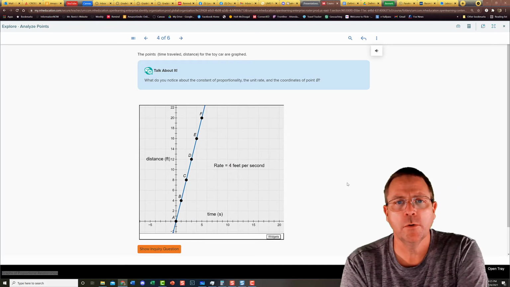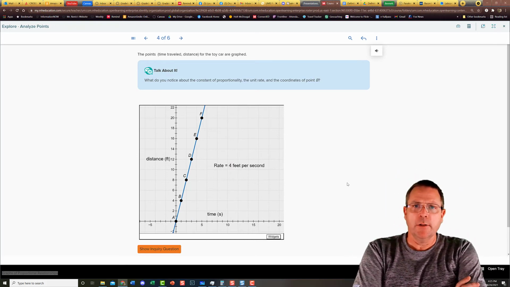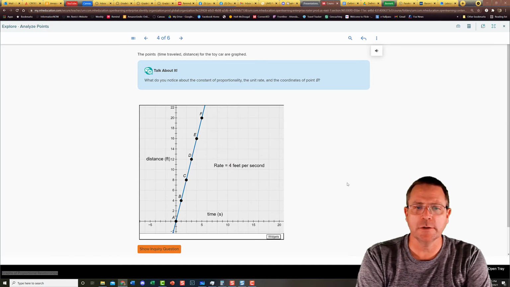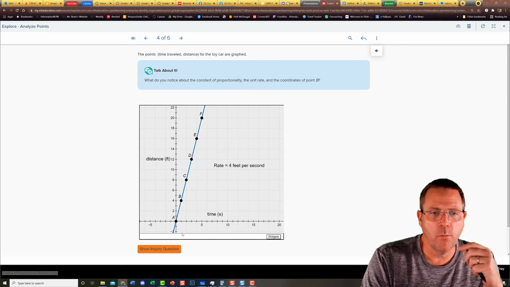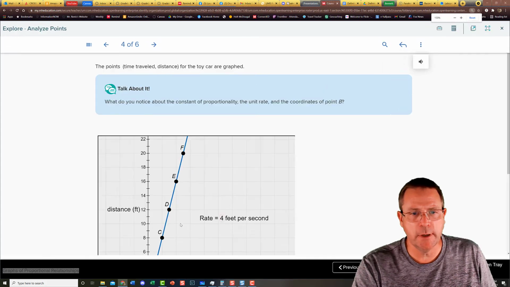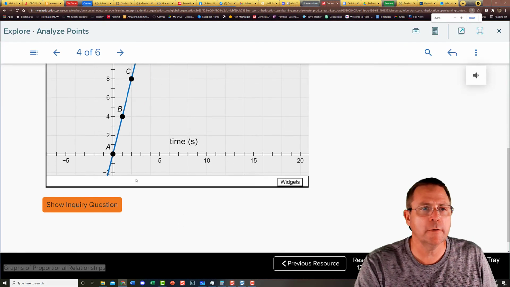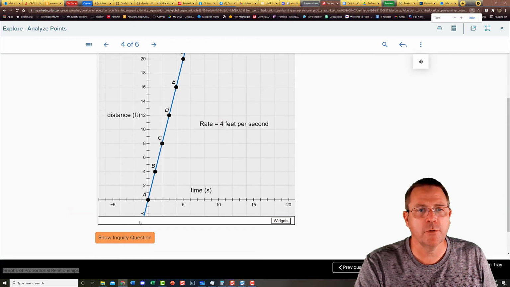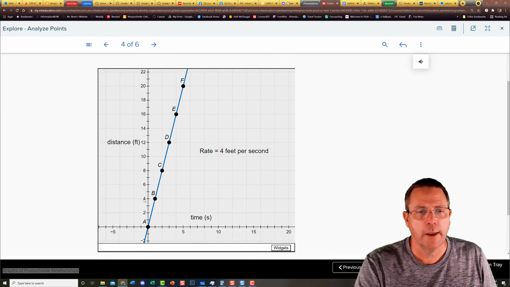Now, what do you notice about the constant of proportionality, the unit rate, and the coordinates of point B? Well, at 1 minute's time, let's zoom in here a little bit. 1 minute time we have right here. That lines up to point B, which is going to be 4. And the constant of proportionality is 4. It takes place at 1, 4, and you would write that as a ratio as being 4 over 1.